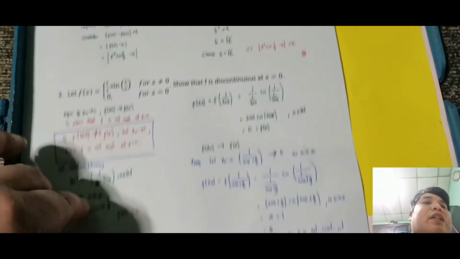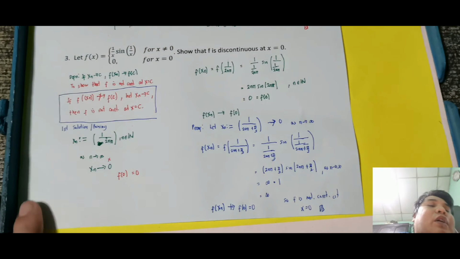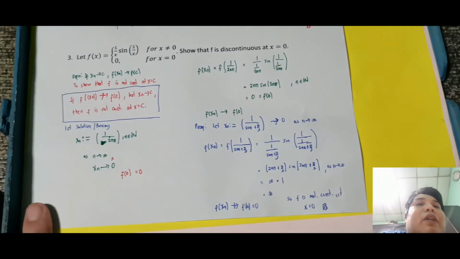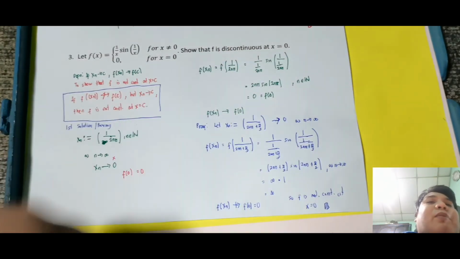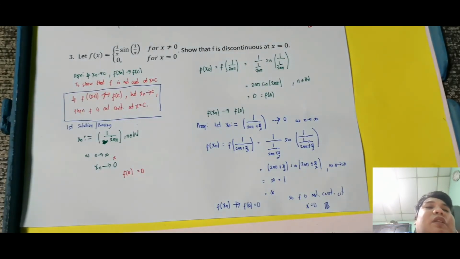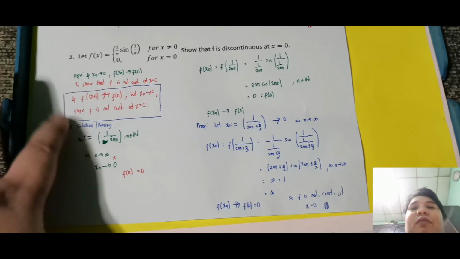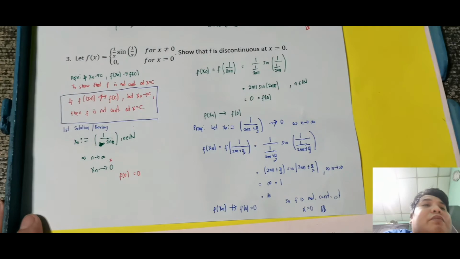Okay, so pero hindi ko naman lagi sinasabi na laging cosine and sine yung involved dito. Okay, so again, ganun yung gagawin mong diskarte. Kailangan makahanap ka ng sequence na nagtitend sa c natin. Tapos gagawa ka ng f of x sub n, dapat hindi siya mag-tend sa f of c. Okay, and therefore, masasabi natin na si f is not continuous by this. Okay, so next tayo.